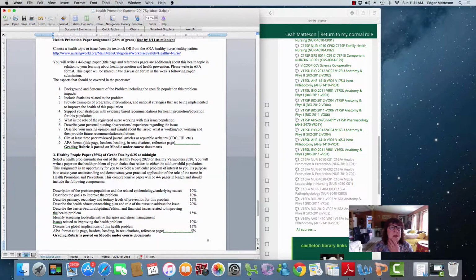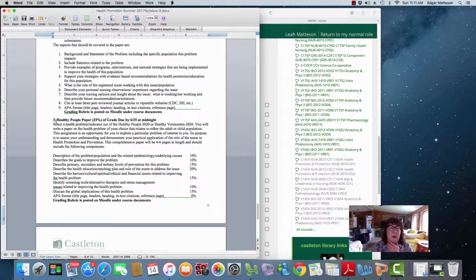The second paper that you're going to be working on is called the Healthy People paper, which is due by 6/25 at midnight. And you're going to select a health problem indicator out of Healthy People 2020 or Healthy Vermonters 2020. And you're going to write a paper on the health problem of your choice that relates to either adults or children.